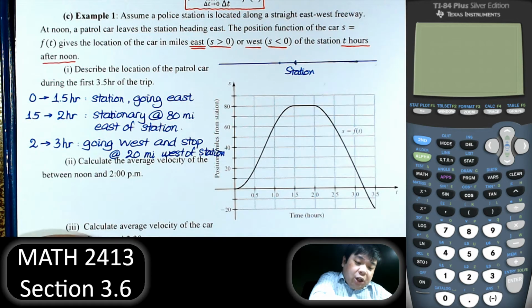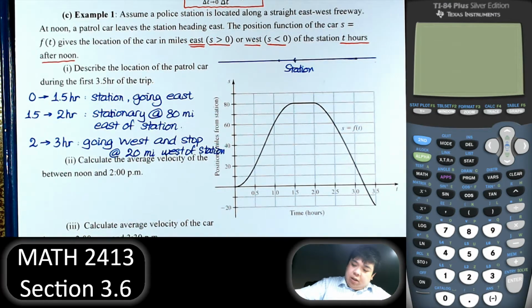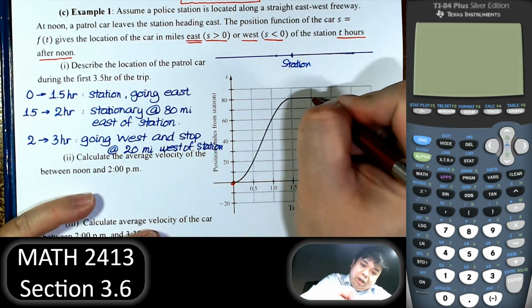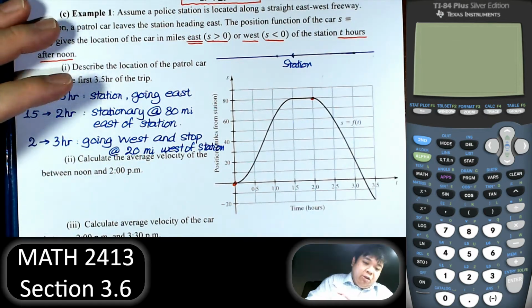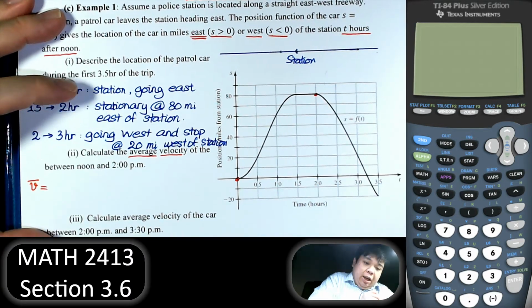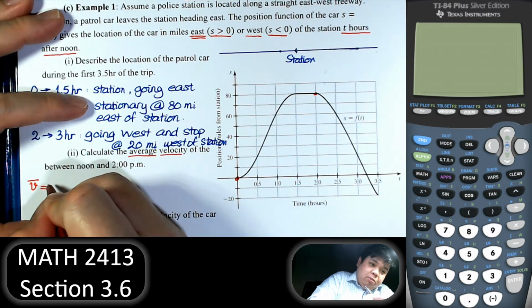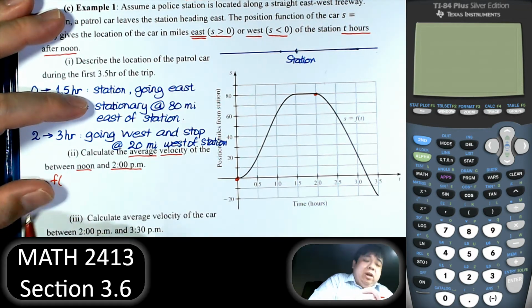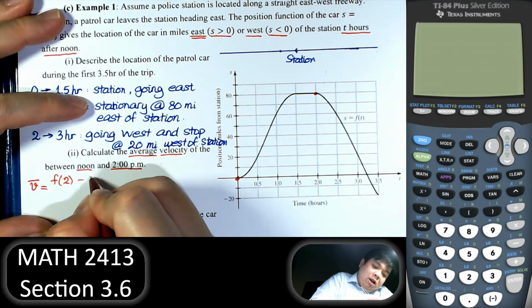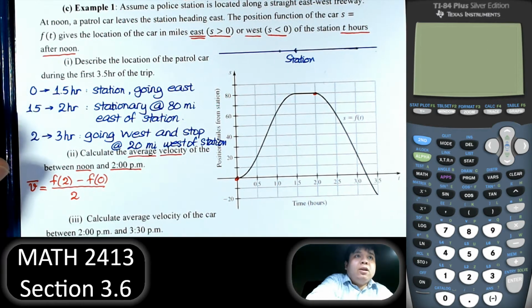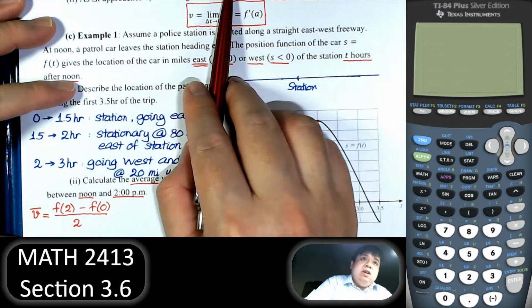Next, calculate the average velocity of the car between noon and 2 p.m. So at noon, the position is here, and then at 2 p.m. the position is here. So average velocity is the displacement, we call it, between noon and 2 p.m., meaning that the position at 2 p.m. minus the position at 0, over 2 hours difference, which is this, right?